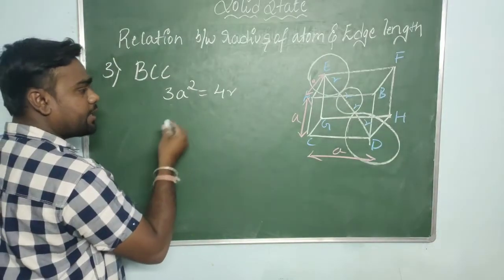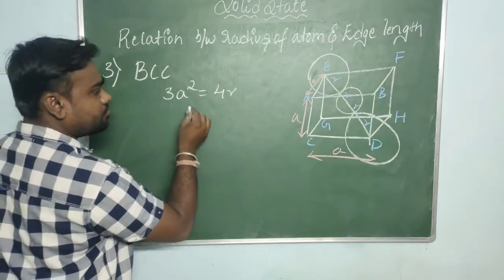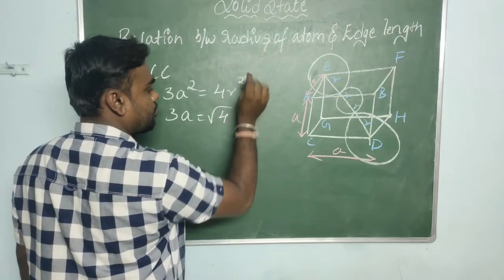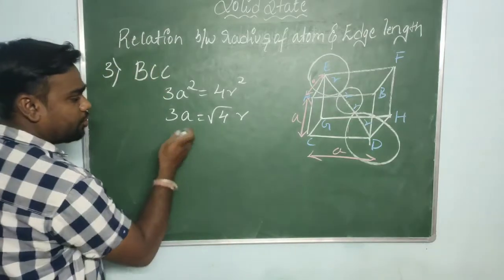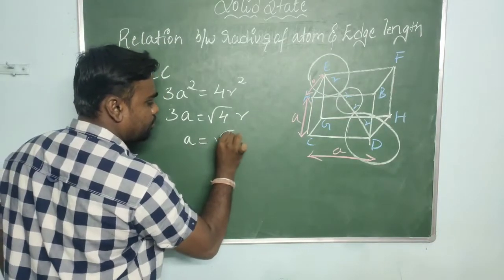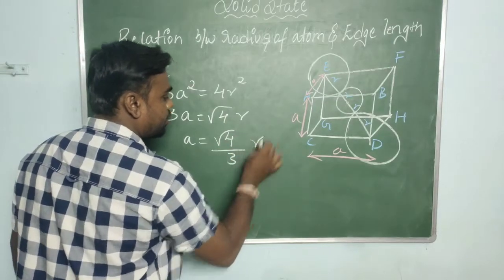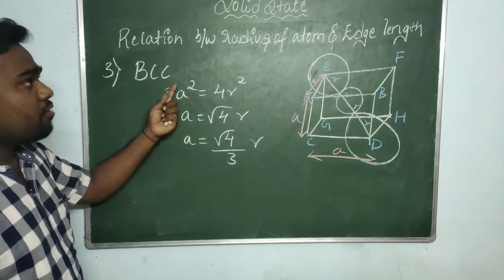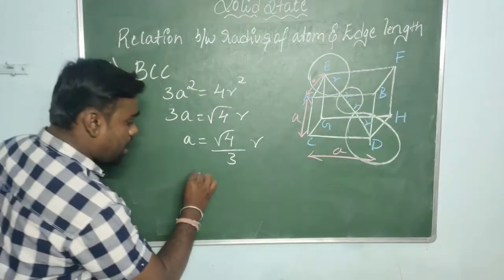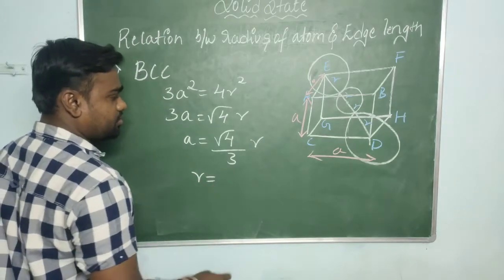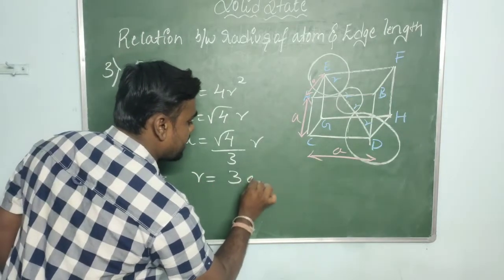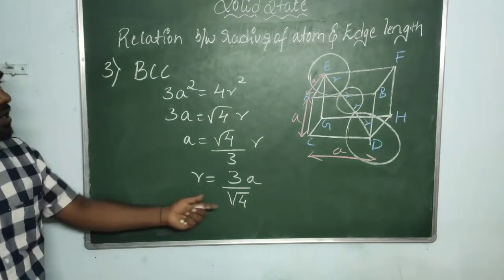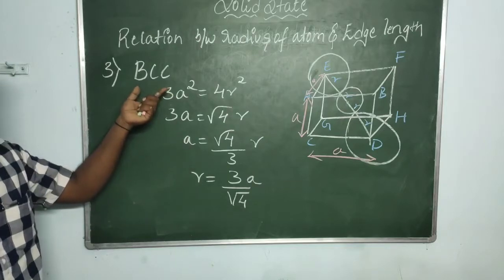If you want to find the edge length in terms of R, A is equal to 4R by root 3. It is the edge length of body centered cubic. If you want to find out the radius of the atom, R is equal to root 3 A by 4. It is the radius of the atom in body centered cubic.